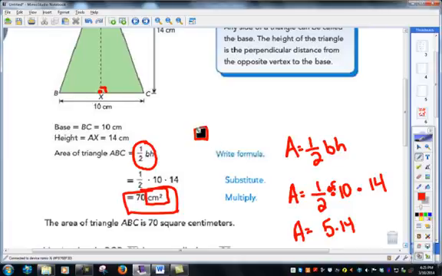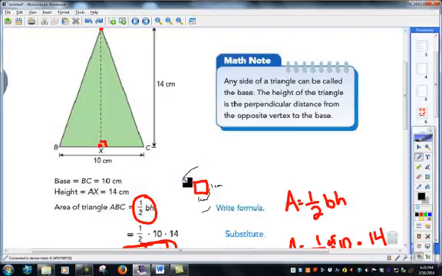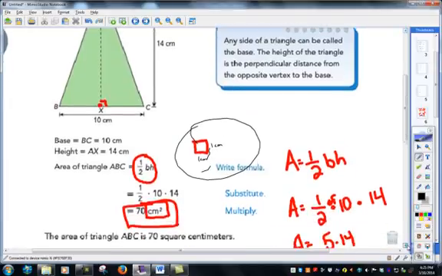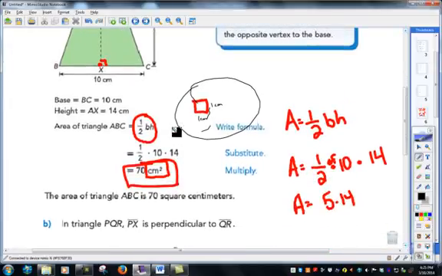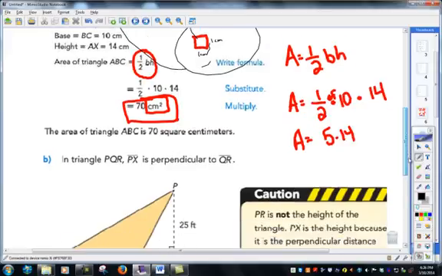What that means is that when you have a square, it's saying that this square is 1 centimeter by 1 centimeter. Each one of those has an area of 1 square centimeter. So what it's saying is that there are 70 of those that would fit in that space. 70 of them. That's what it means.